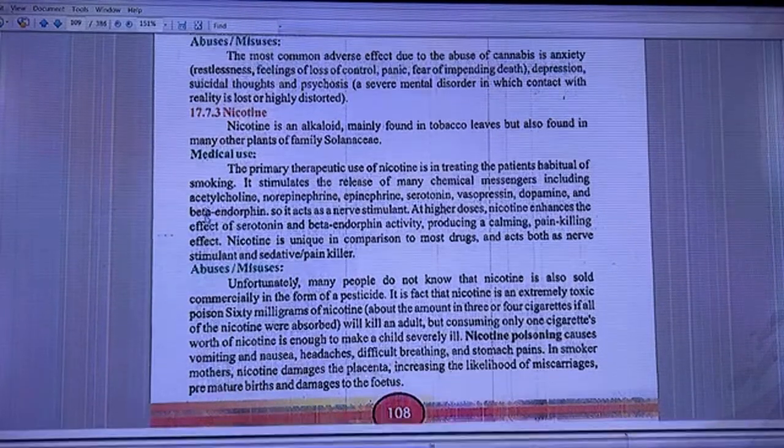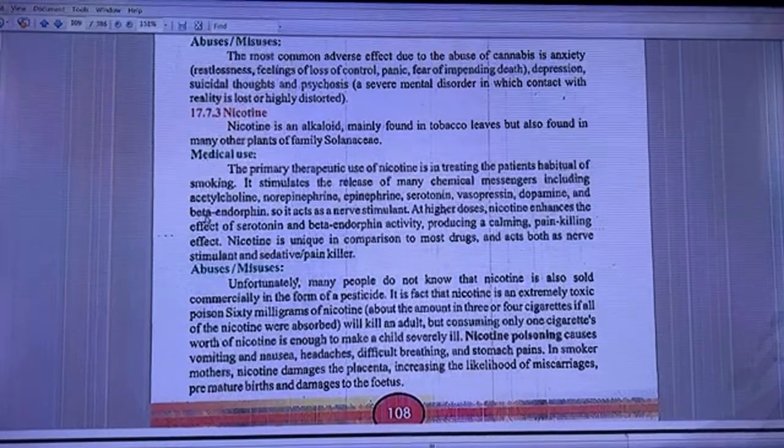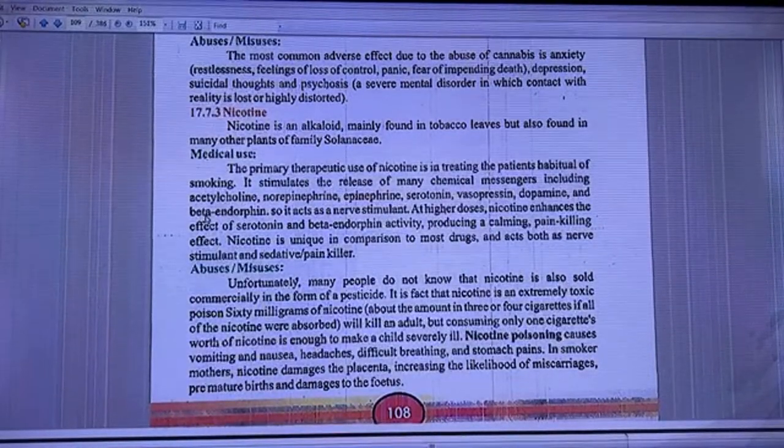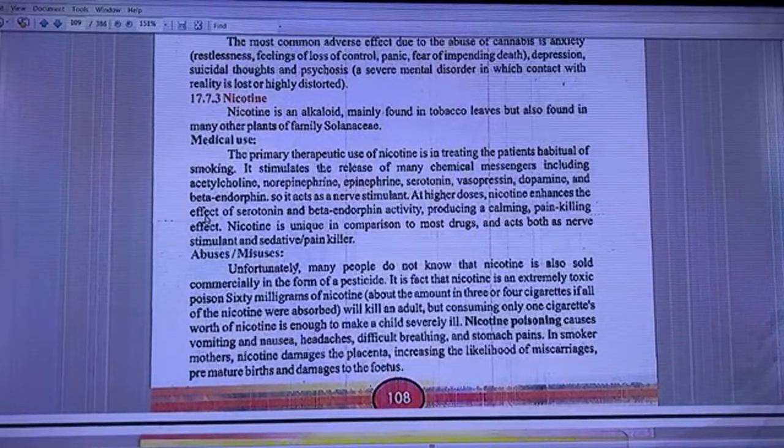Nicotine. Nicotine is an alkaloid mainly found in tobacco leaves but also found in many other plants of family Solanaceae. Medical use. The primary therapeutic use of nicotine is in treating patients habituated to smoking.